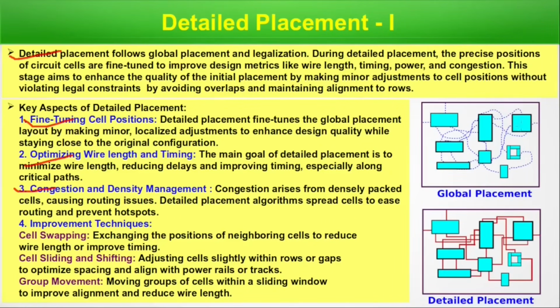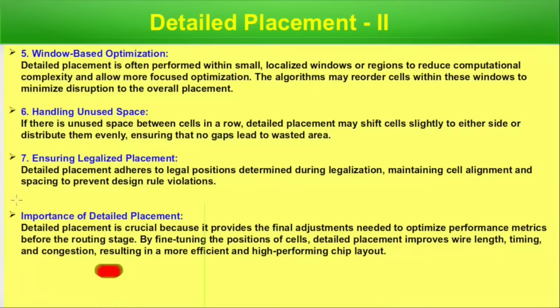So global placement looks like this, and in detail placement the connections are very ordered. Now cell swapping, exchanging the positions of neighboring cells to reduce wire length and improve timing. Cell sliding and shifting, adjusting cells slightly within rows or gaps to optimize spacing and align with power rails or tracks. Group movement, moving groups of cells within a sliding window to improve alignment and reduce wire length. So these are some improvement techniques: cell swapping, cell sliding and shifting, and group movement.